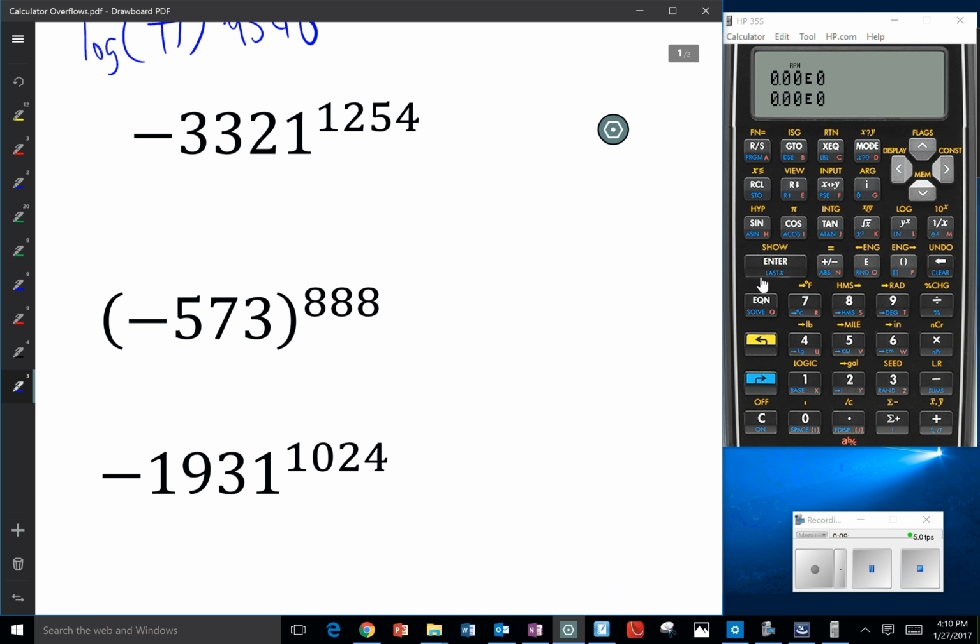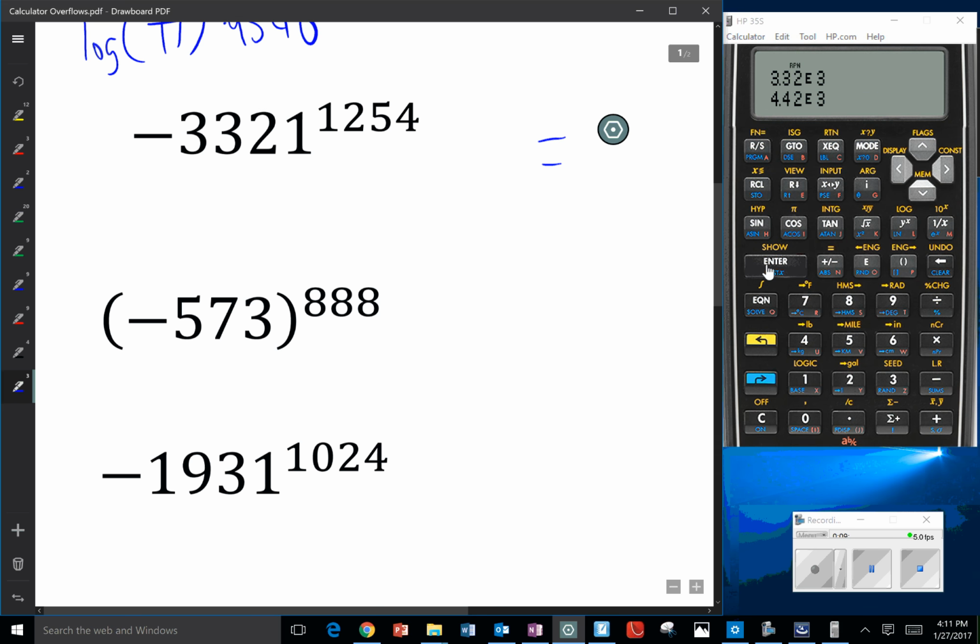All right, so ignore the negative, and we get 3,321. What are we going to do to it? We're going to log it. Then we're going to multiply that by 1,254, right? We're going to show, what is it? 4,415. So that's my power of 10, right? So this equals, actually, let me move it over here a little bit. This equals some number times 10 to the 4,415.